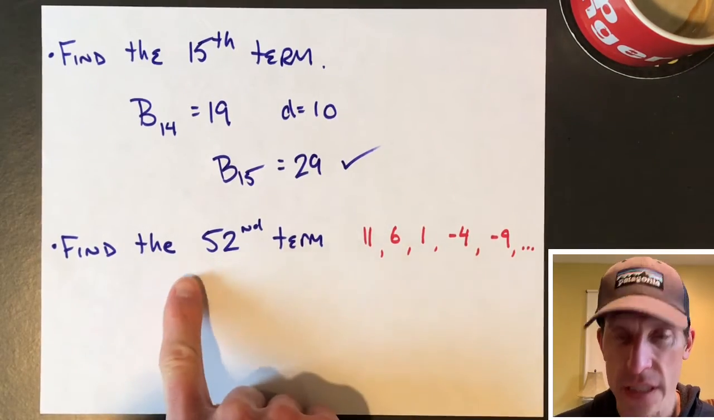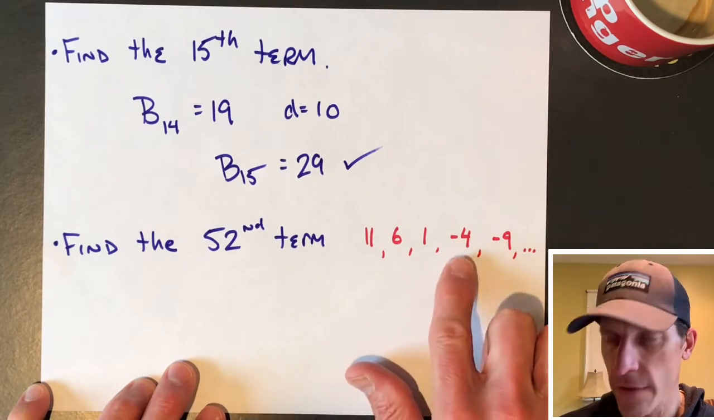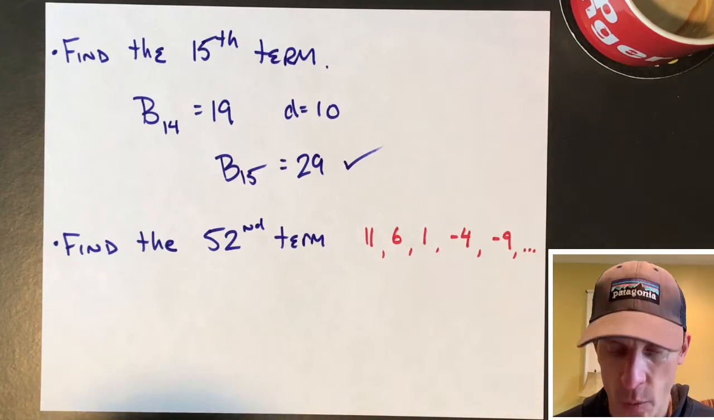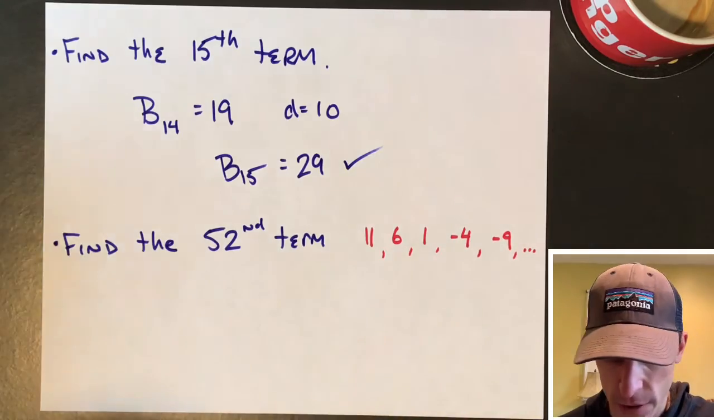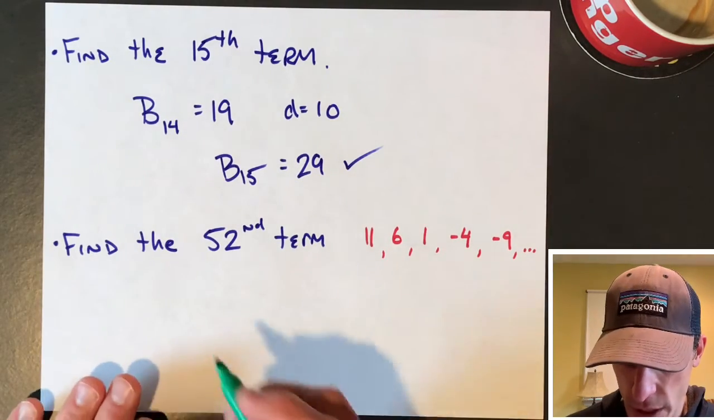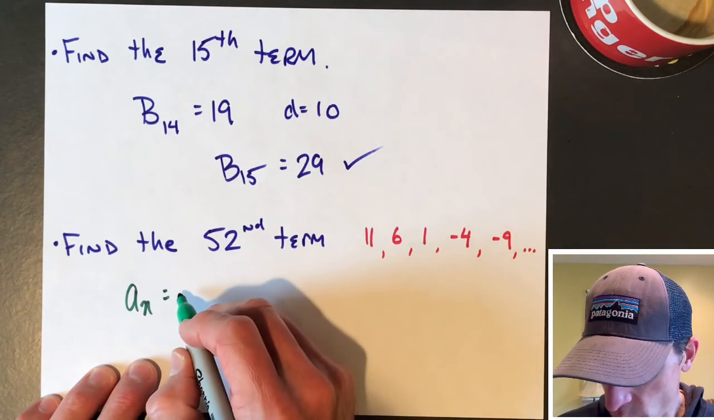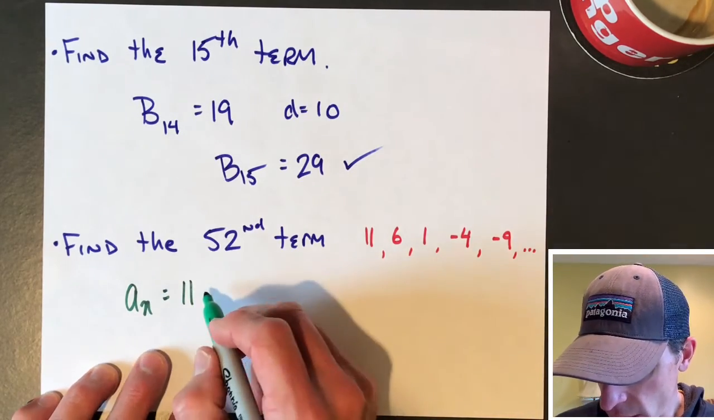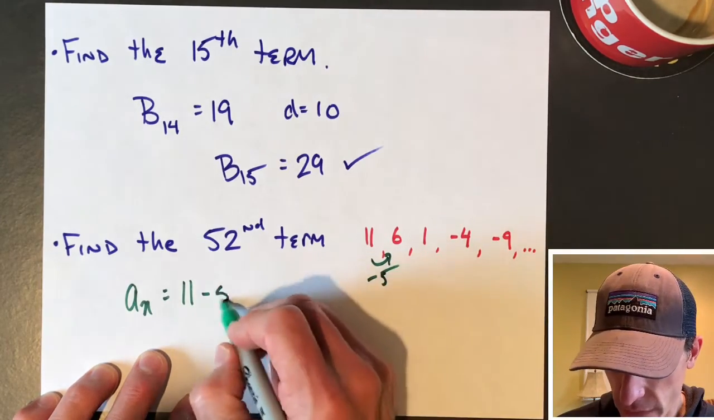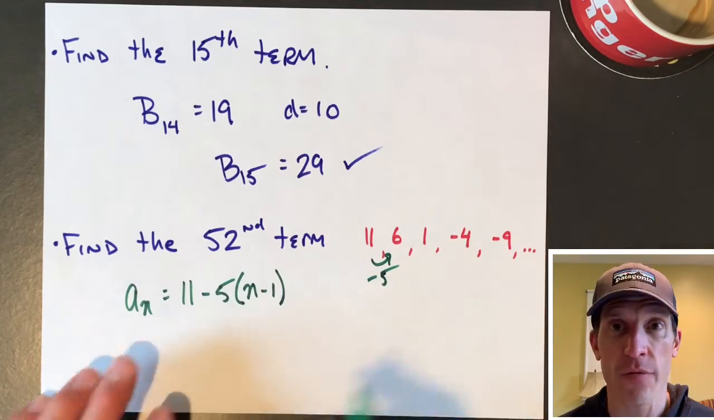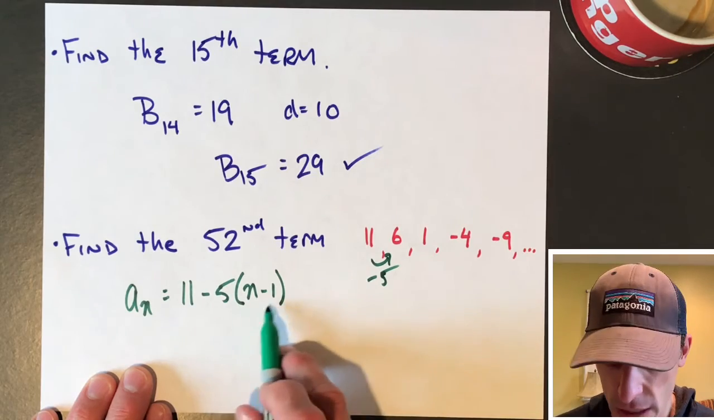A little bit harder is this one down here. Find the 52nd term of 11, 6, 1, -4, and -9. For this, I don't want to have to write them all out for 52 terms. So I'm going to create an equation. I'm going to make it an explicit equation, and I'm going to say a sub n equals, let's see, we begin with 11, and we decrease by 5 each time, and I'm going to go n minus 1. So this is my formula. I'm starting here, I'm decreasing by this, and this is how many times I need to decrease.